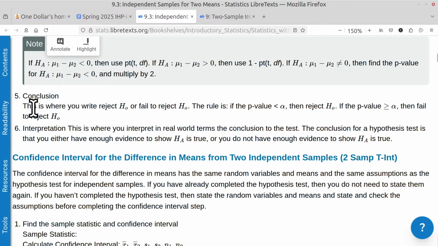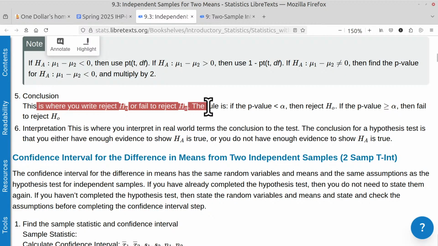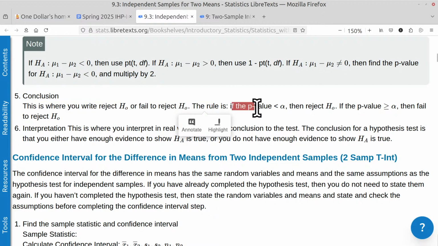Conclusion: this is where you write reject the null hypothesis or fail to reject the null hypothesis. The rule is if the p-value is smaller than alpha, then reject it. If the p-value is greater than or equal to alpha, then fail to reject the null hypothesis.